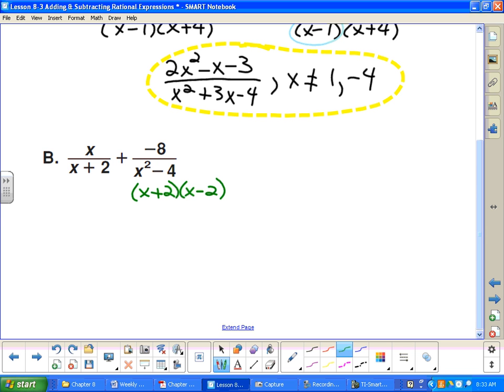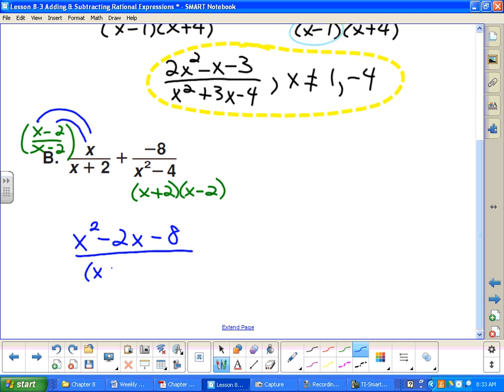So in this case, they both have x plus 2, but the left side does not have x minus 2. So I need to multiply the left side by x minus 2 over x minus 2. So we multiply x by both of those parts. So we get x squared minus 2x and minus 8 over x plus 2 times x minus 2.